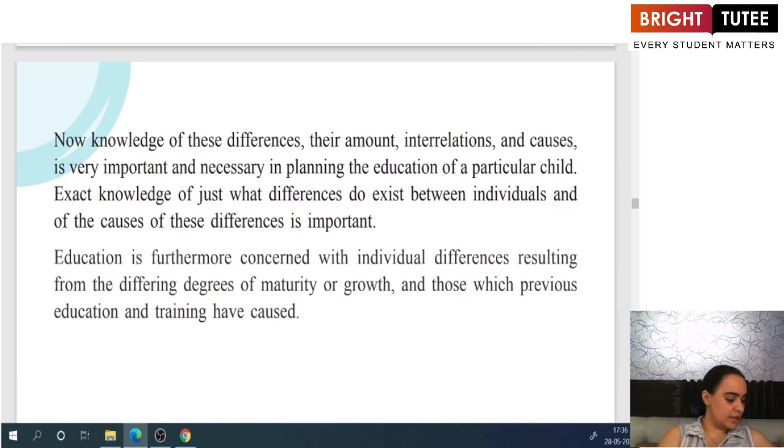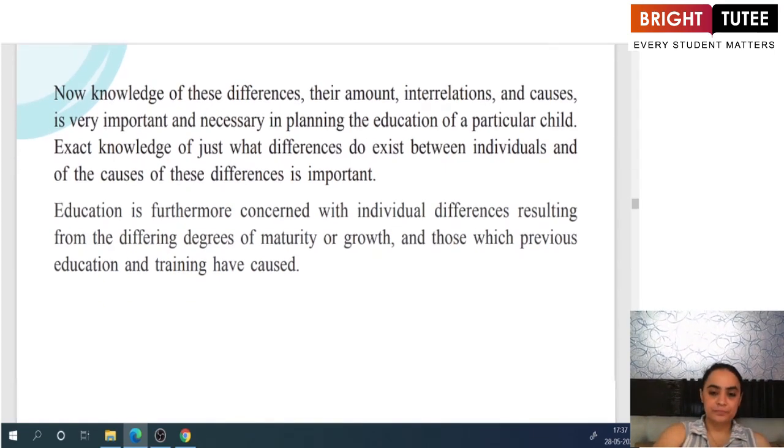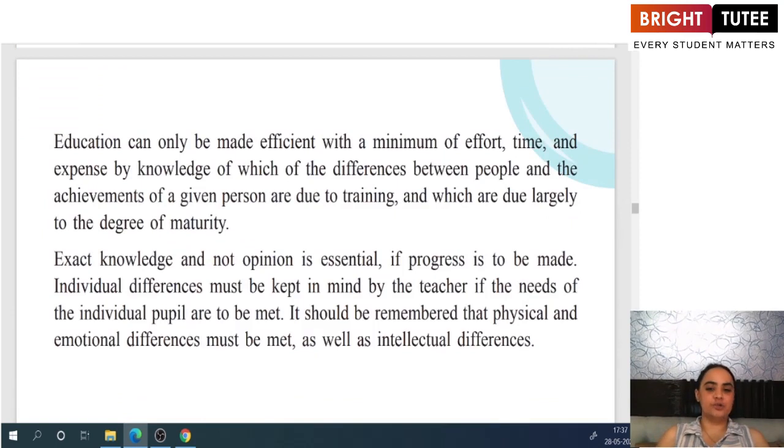So knowing the reason for the difference is important, because only on the basis of that can you find a solution and an appropriate teaching methodology. So education is concerned with individual differences because it understands that the degree of growth is different in everybody, and therefore the education and the training have to be imparted accordingly. Now, we all know that education can be made efficient. How?